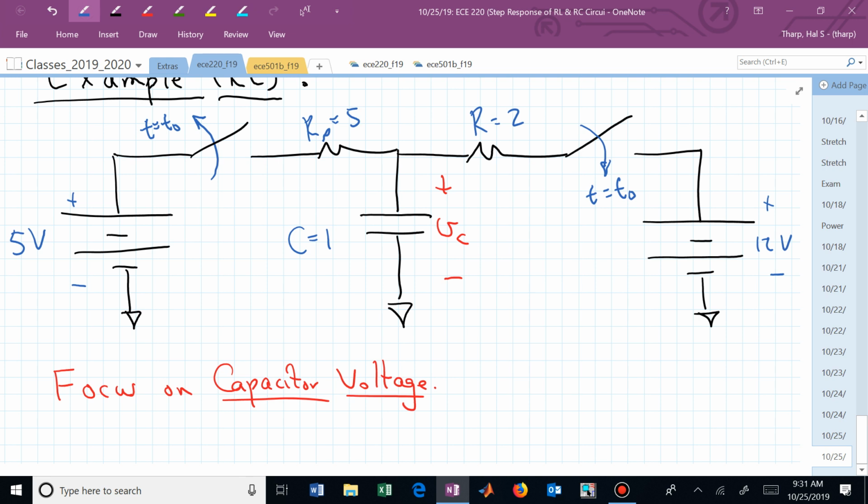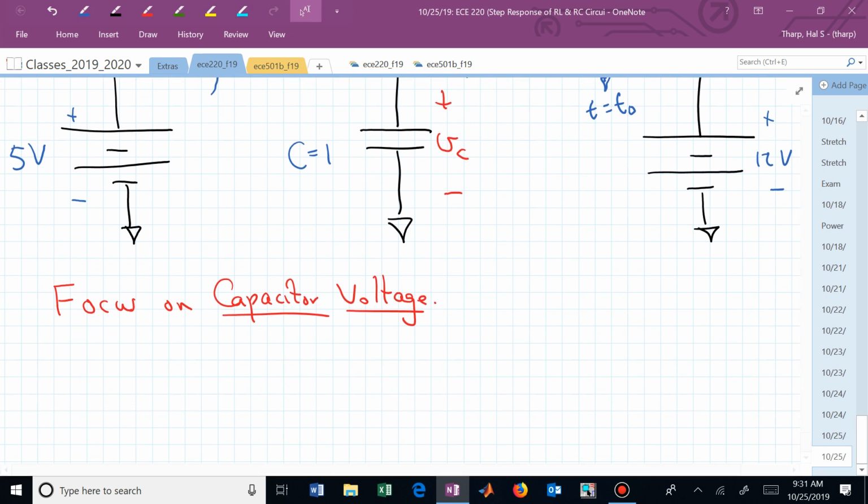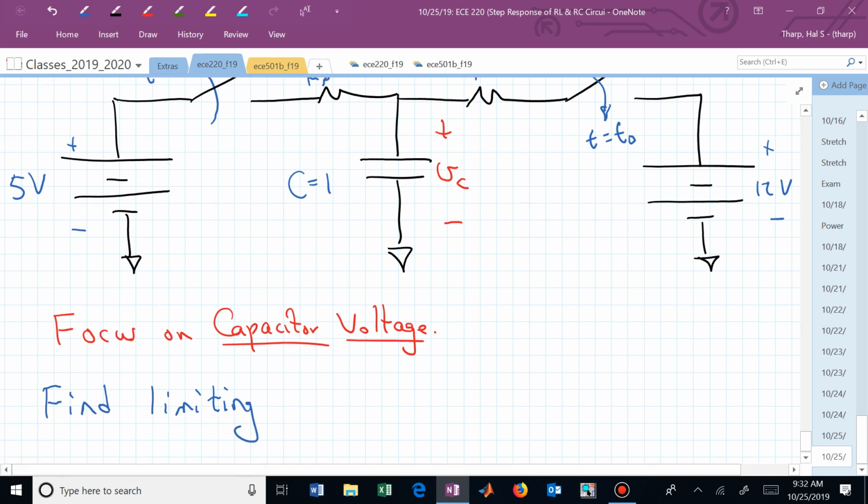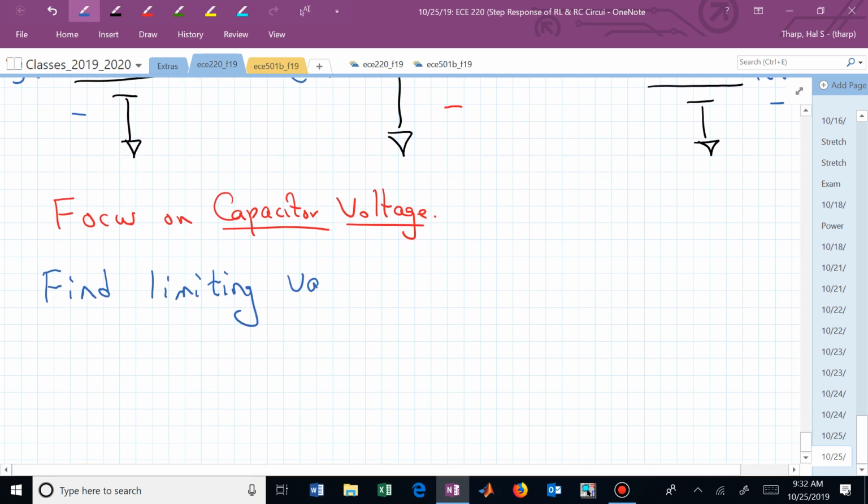Let's now find limiting values on that state variable. By that I mean we have two scenarios. One scenario before T sub 0, one scenario after T sub 0. We now have two limiting conditions because we're always exciting this with constant sources. And we know what happens to a capacitor when we excite it with DC sources. It opens up after the transients. So we want to find limiting values of V sub C of t.